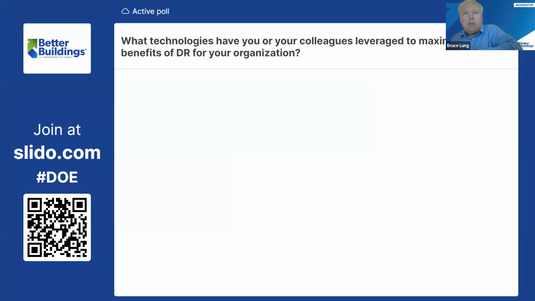And the second question is: what technologies have you or your colleagues leveraged to maximize the benefits of demand response for your organization? This is, again, a word cloud.